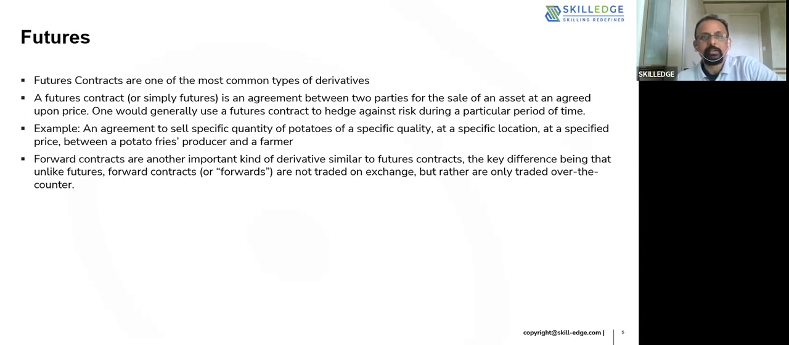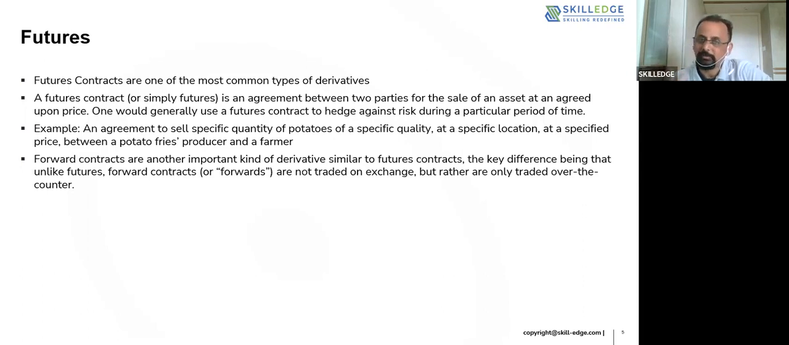Here is an example: an agreement to sell a specific quantity of potatoes of a specific quality, right? You will have to specify some grade, quality, some sizes, some specifications at a specific location. Let's say in Nagpur, Amravati, in Maharashtra, or maybe somewhere near Chennai or Bangalore or near Patna, right? So the place has to be specified, at a specified price. We are going to pay so much price. We are going to buy, let's say, 2 tons of potato.